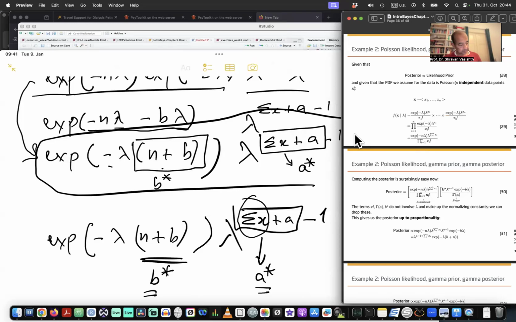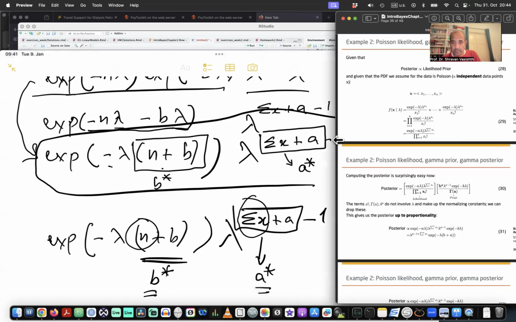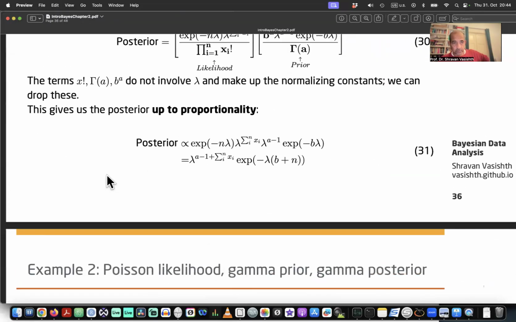Here's the data coming in. Here's the data coming in, right? The sample size and the actual counts are coming into the analysis to give us updated parameters for the gamma distribution that represents the posterior distribution of the lambda. Okay, so that is what this whole story is about here.